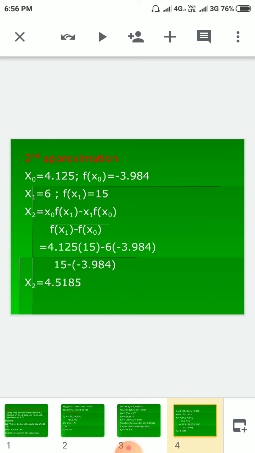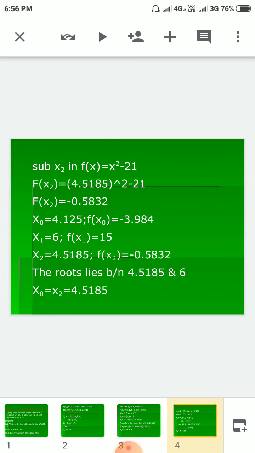So now let us move to the second approximation. We have replaced the value of x2 as x naught, right? Then x1 will remain the same, and f of x1 is equal to 15. Using this formula, we will get x2 is equal to 4.5185.